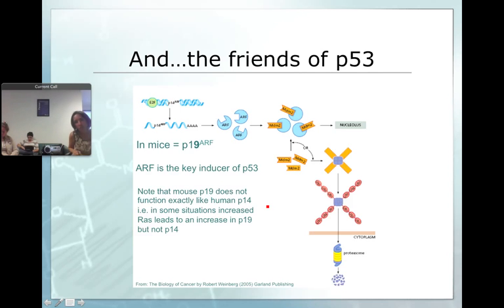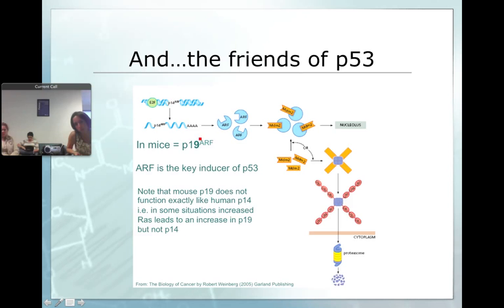Now, P53 has friends too. Okay? If you're that important, you have friends in high places, right? So this is P53 we're talking about. P53 has a protein that works to help it called ARF. And all of these are on your chart that I gave you. I know you can't have all this stuff up at the same time, but trust me, it's there. So MDM2 and ARF are on your diagram. And ARF is P19, a small protein, P19, ARF.